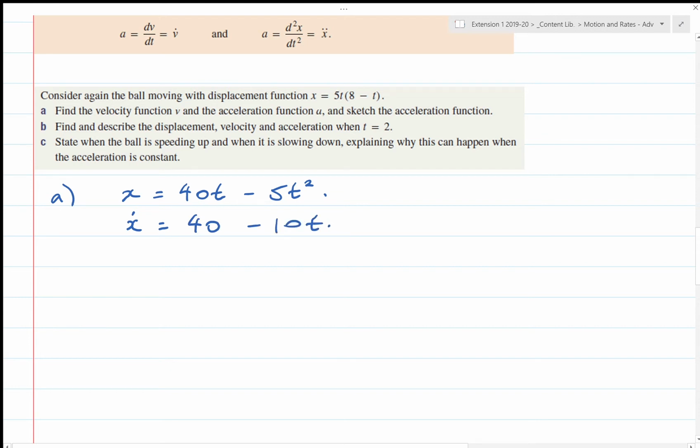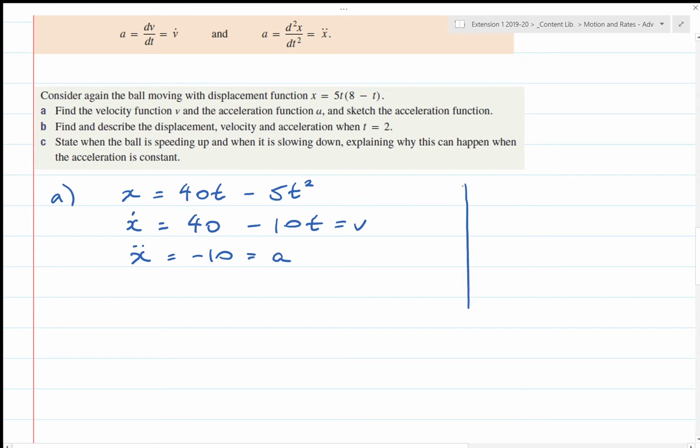So there's the velocity function, x dot. And then the acceleration function is x double dot. Oh, maybe this is why I wrote acceleration is minus 10 is gravity. So that gives you a bit of a hint that it is a ball bouncing and dropping. Okay, and sketch the acceleration function.